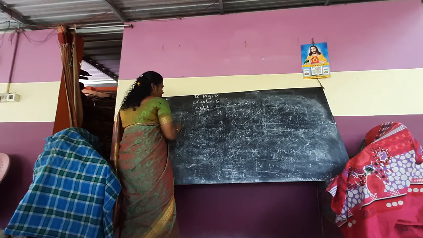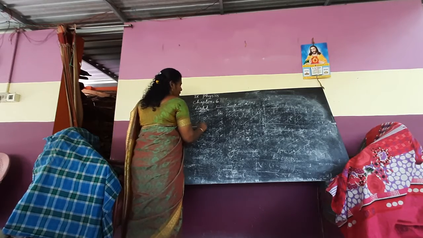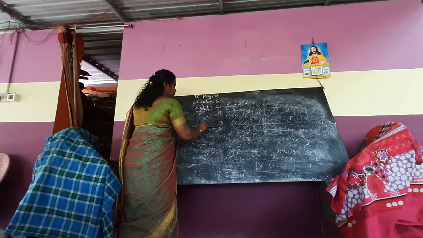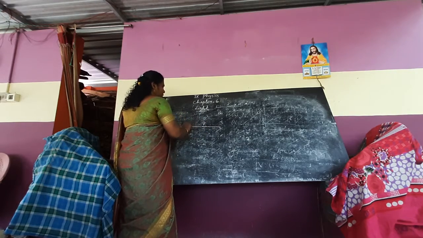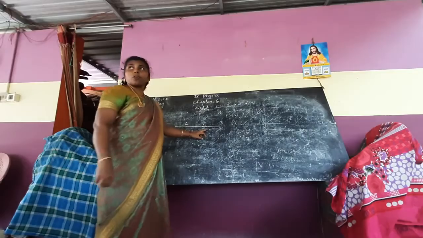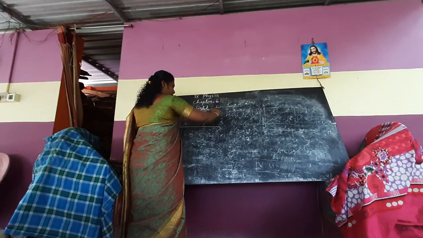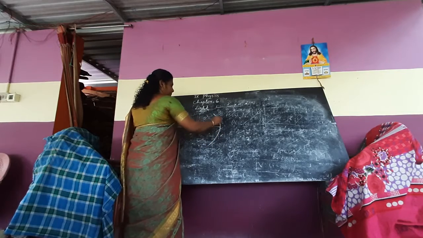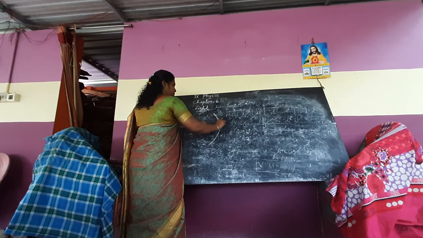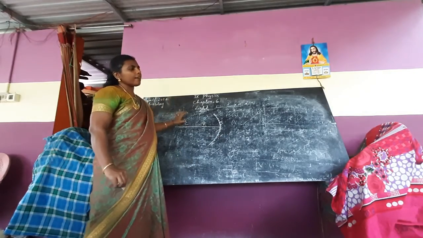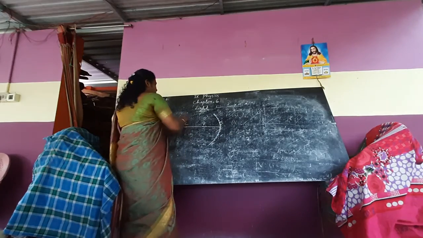See, first this line is called the principal axis. This is the principal focus, and the center of curvature. Then draw a mirror, concave. This all of you know. This is common for all the ray diagrams.